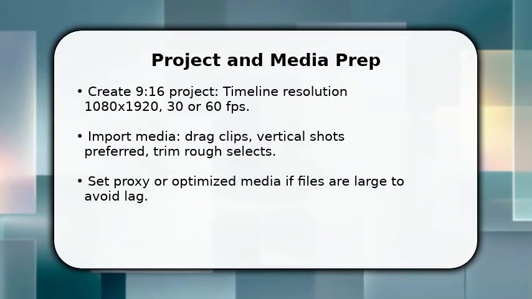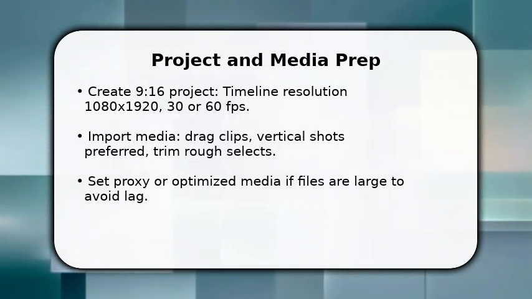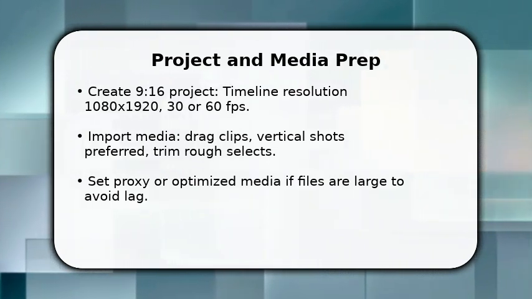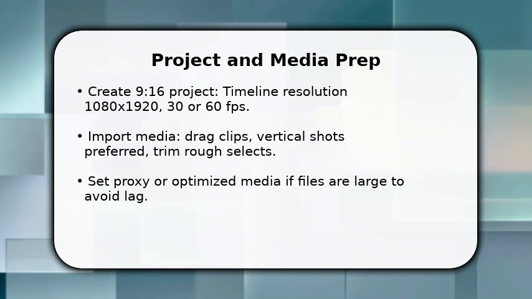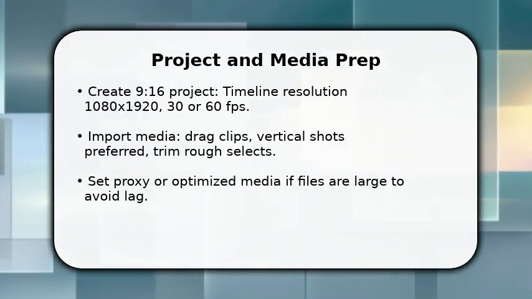You start by creating a 9:16 timeline at 1080x1920 and choose 30 or 60 FPS so the aspect ratio matches Shorts. Once done, import your vertical clips and quickly mark out points to keep only the strongest moments. This saves time during edits.